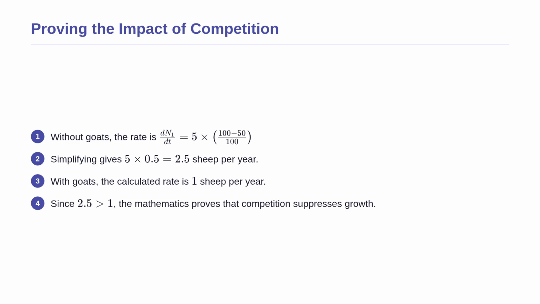Now that we have calculated the growth rate, let us prove mathematically why this matters. What if the goats were not there at all? If we remove the interaction term, the sheep would grow at a base rate of 2.5 sheep per year. But with the goats present, the rate falls to just 1 sheep per year. This mathematical comparison proves how the negative interaction of competition directly suppresses population growth. It perfectly demonstrates the real-world impact of sharing limited resources in a crowded ecosystem.